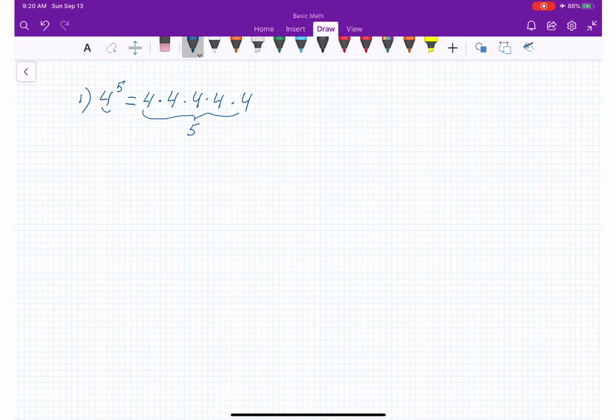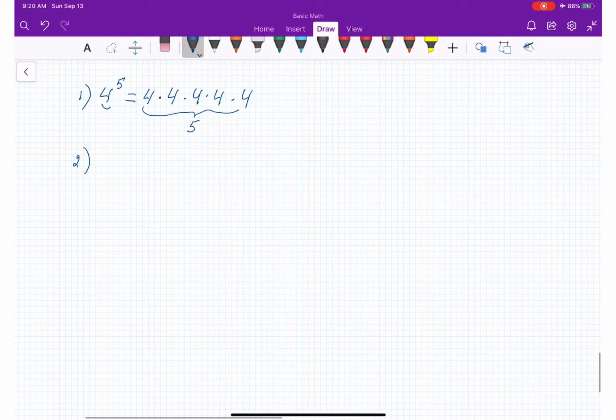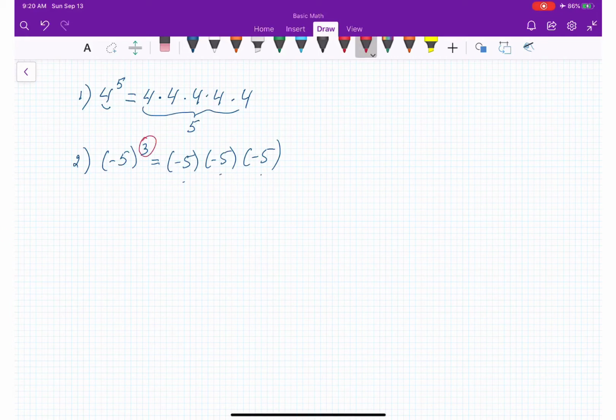Next one. Explain how to determine whether negative 5 to power 3 is negative or positive. I have explained in my previous video, but I don't mind at all to go over one more time. So negative 5 to power 3 meaning negative 5 times negative 5 times negative 5. If amount of terms is odd, which is here we have, it's odd 3, then you will end up with negative sign.